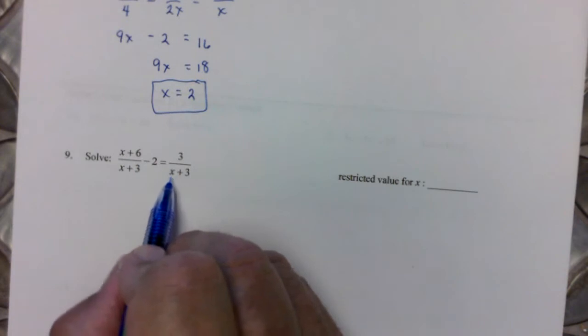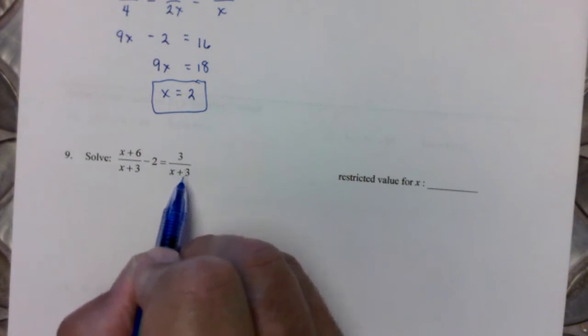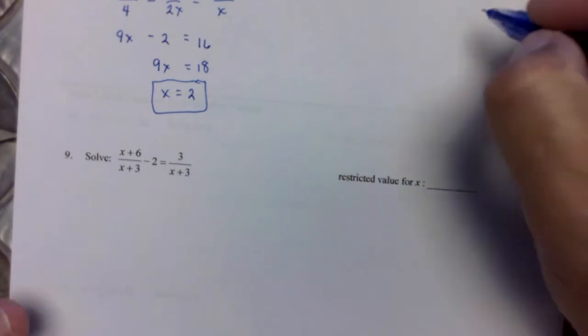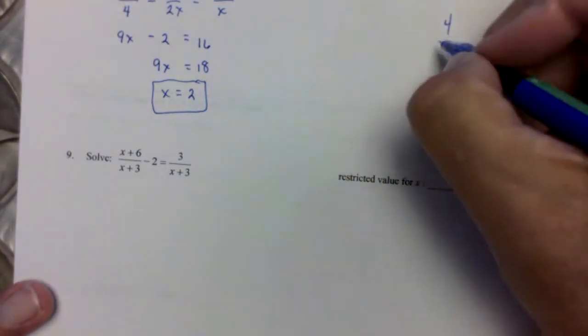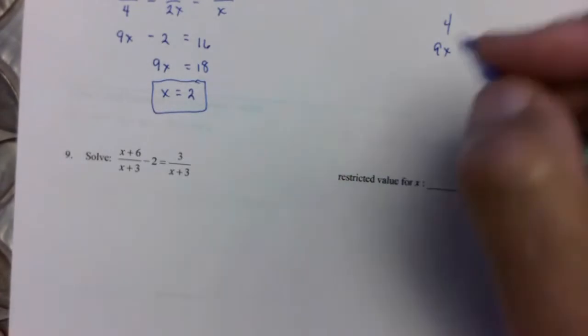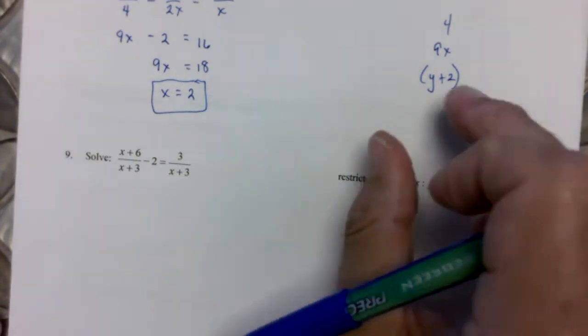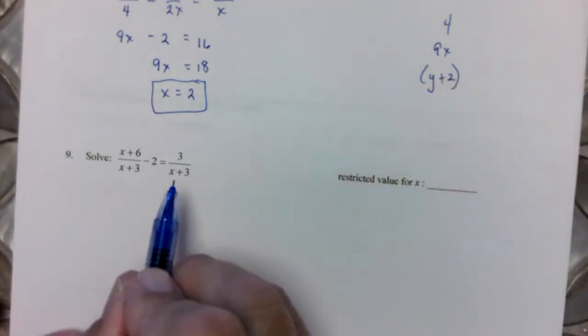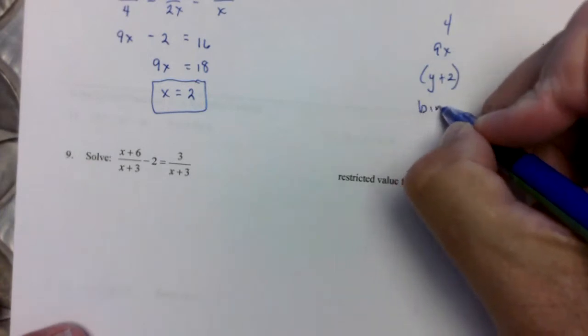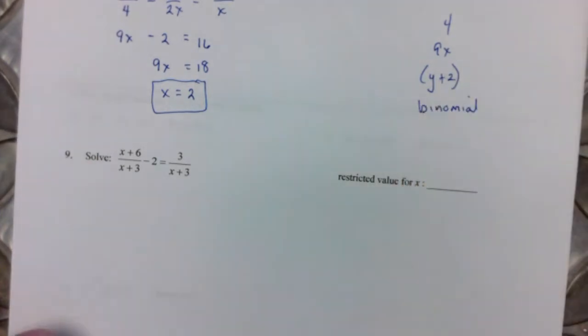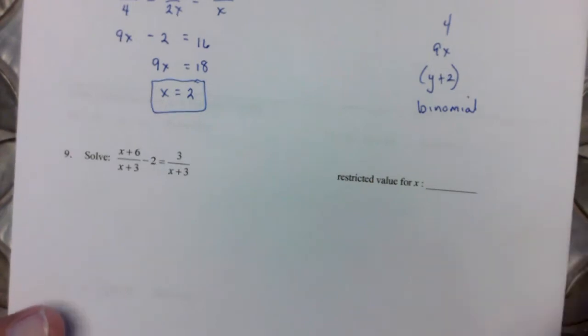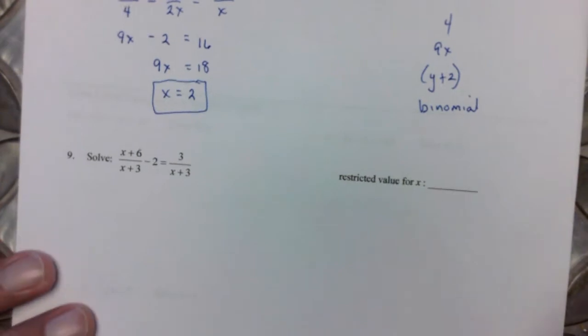Uh-oh. This guy is now a whole thing. It's not parts. When we look at a whole thing, 4 is a whole thing, 9x is a whole thing, y plus 2 is a whole thing. So keep it whole, okay? Right now, I can't do anything with it. It's actually called a binomial, and I can't touch it. Hammer time. Can't touch this. So what am I going to multiply everything on both sides by?